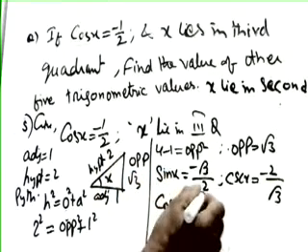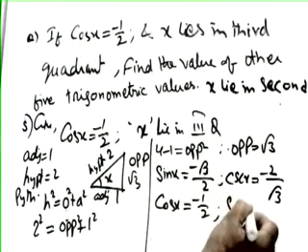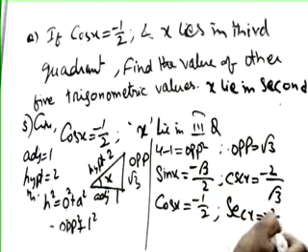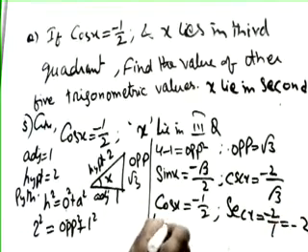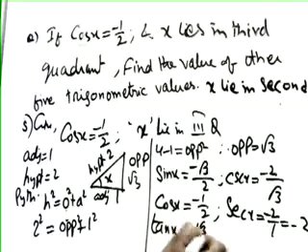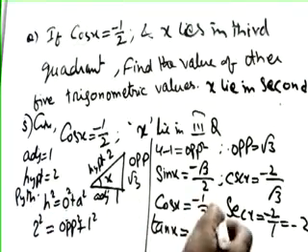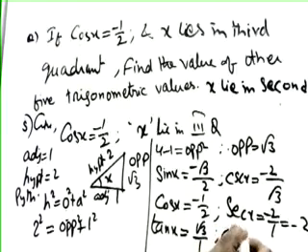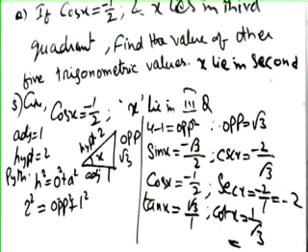Next one, cos x is already given as minus 1 by 2. The reciprocal of cos is secant x, which will be minus 2 by 1, that is minus 2. Lastly tan x. We know tan is opposite by adjacent. In the third quadrant tan is plus. Therefore cot x, the reciprocal of this, is 1 by root 3. So you have to practice questions like this.